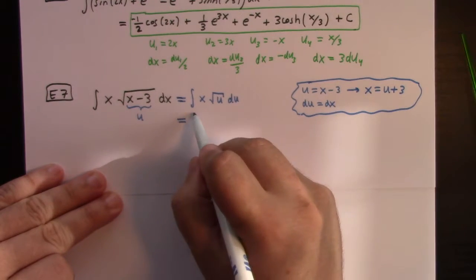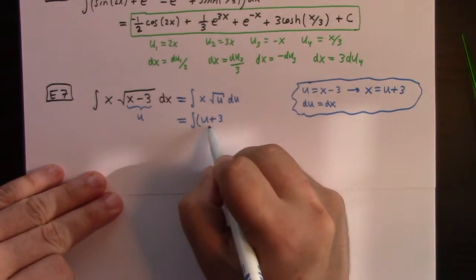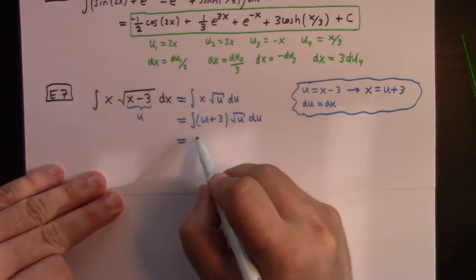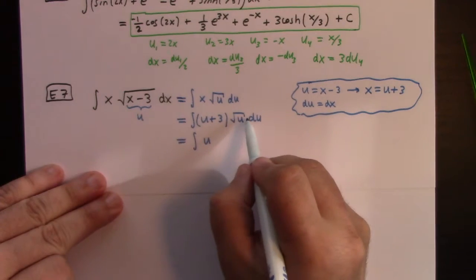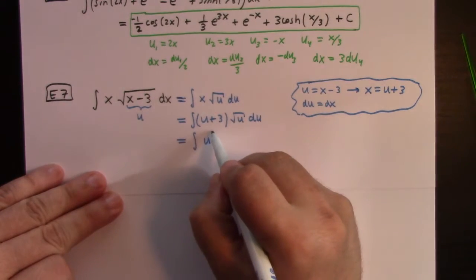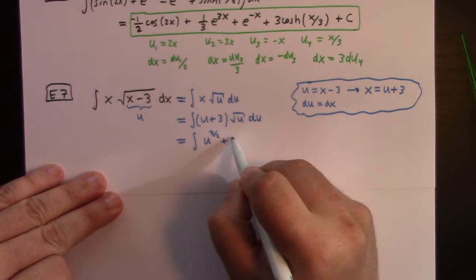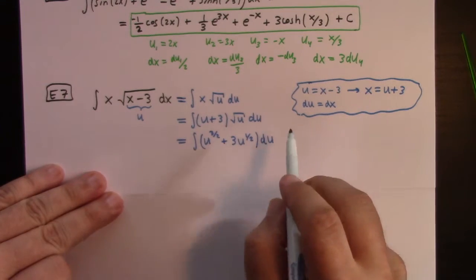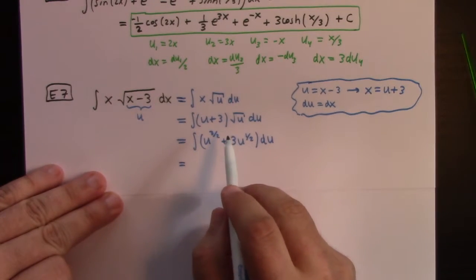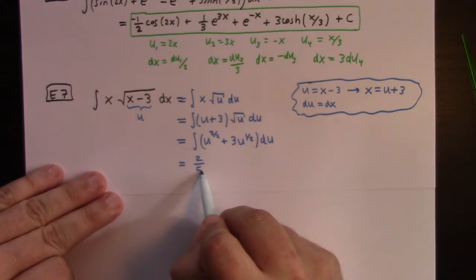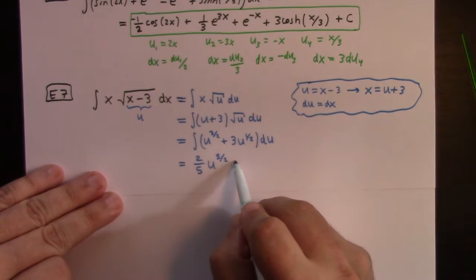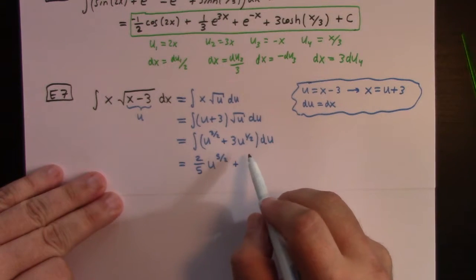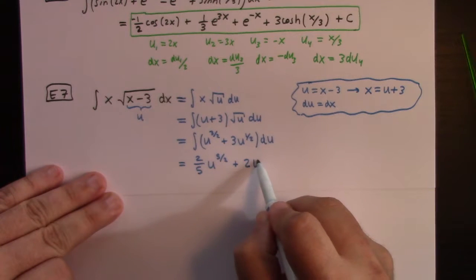And so, this is really the integral of u plus 3 times the square root of u du. So that's u to the 1 plus a half, which is the 3/2 power, plus 3 u to the 1/2 power, right? 3/2 plus 1 is 5/2, so 2/5 u to the 5/2, plus 1/2 plus 1 is 3/2, 2/3, the 3's cancel, so I'm just left with 2 u to the 3/2.